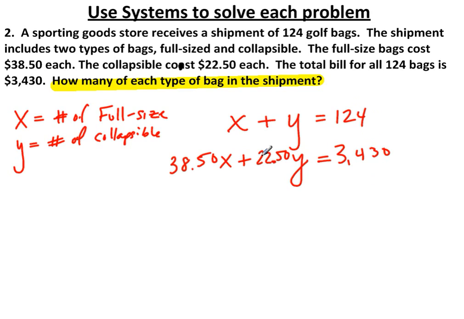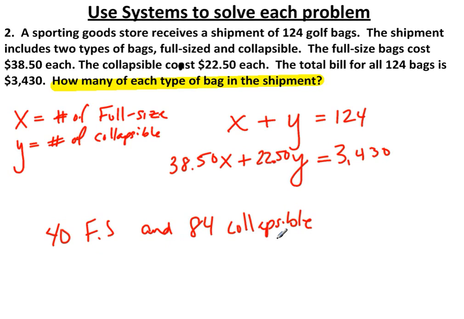This would be my system of equations. Again, it's set up pretty nicely for elimination, but it's also very easy to get X or Y by itself and then ultimately do substitution. If you want some extra practice, again, try this. Our final answer should be that we have a total of 40 full-size bags and 84 collapsible.